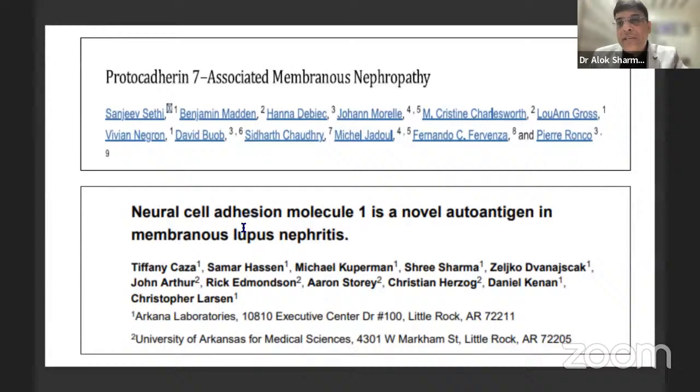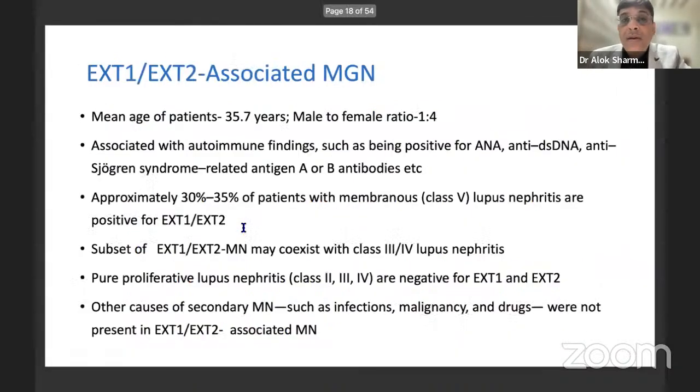After that, a lot of antigens have been described: protocadherin 7, the neural cell adhesion molecule NCAM1, and many other antigens. I'll enumerate them as we go along. So what I'll do now is quickly take you through a few of the important antigens. I'll stop for a while at NELL1 because it has a very interesting and relevant story behind it. And then we'll talk about how, in clinical parlance, we can make sense of all this explosion of knowledge and confusion about antigens.